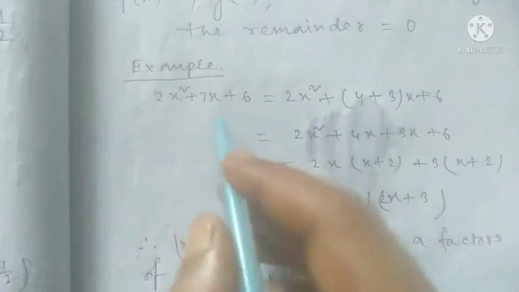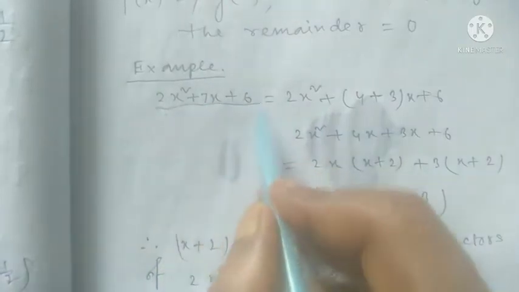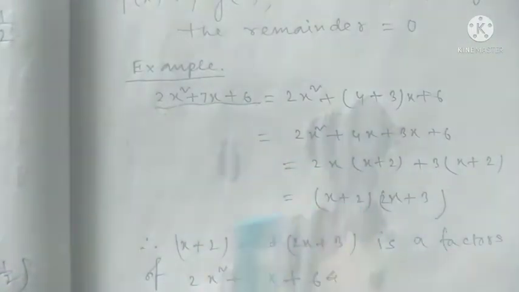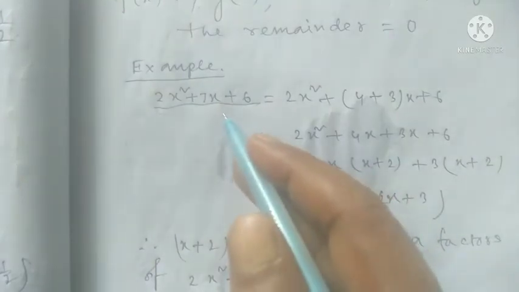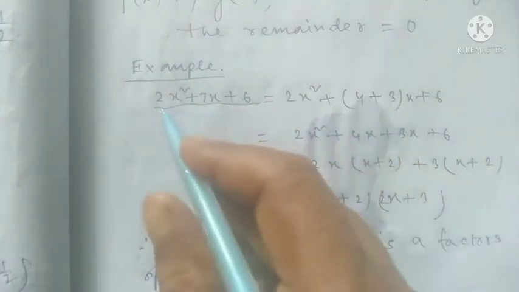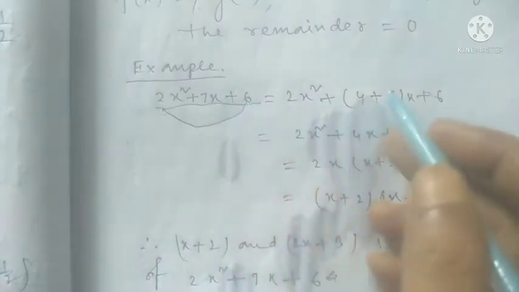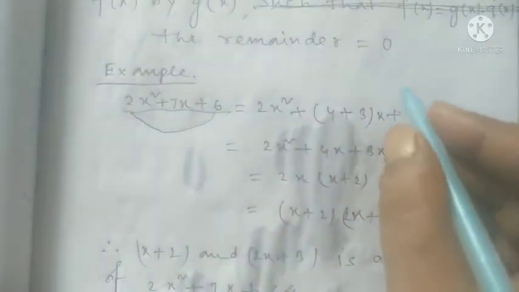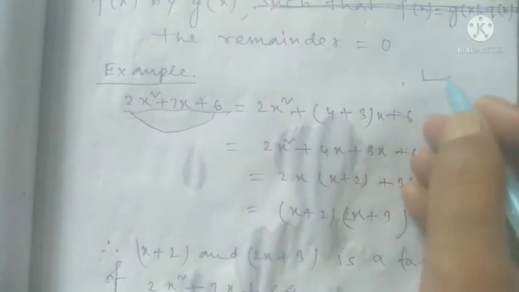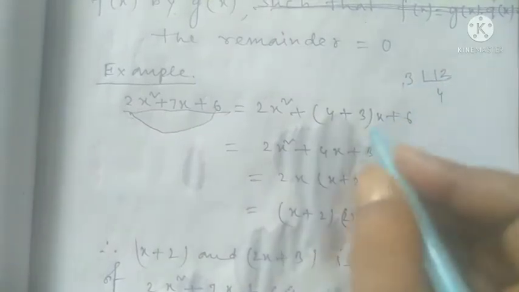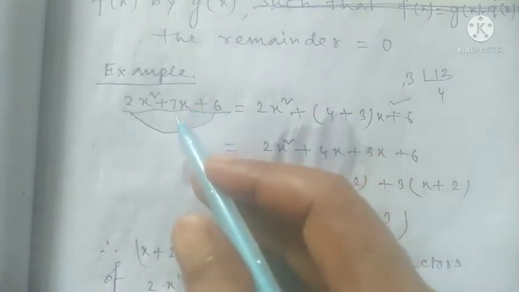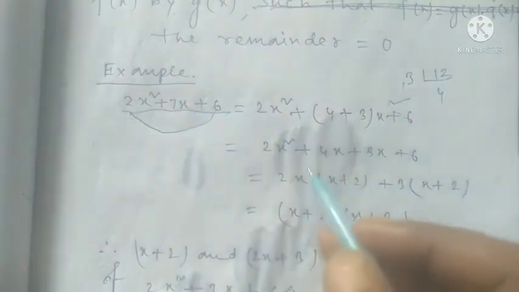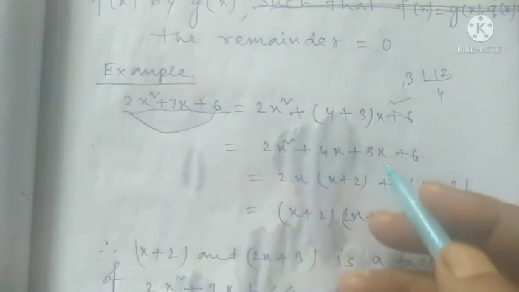Here is also an example. This is the polynomial. In previous classes, in class 7 and 8, we factorized this type of equation. So you have to do the middle term factor: multiply 2 and 6, that is 12. There is a plus sign, so you bring 7 with a plus sign, that means 4 plus 3 is 7. So you can write 2x square plus 4x plus 3x plus 6.